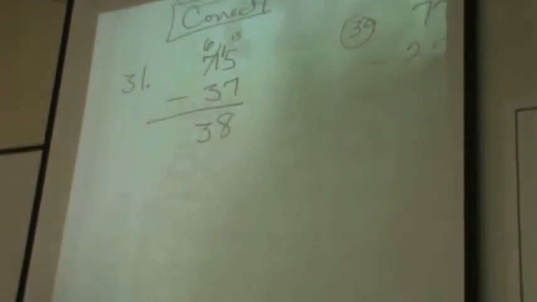So let's do another one here. Like 39. I'm doing odds because you're doing evens. Okay, 771 minus 252. Can you subtract 2 from 1? No. So you need to borrow.